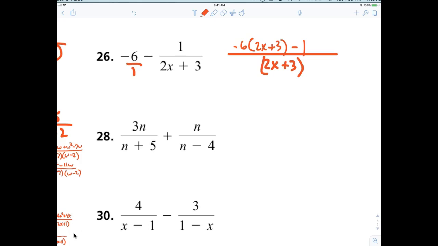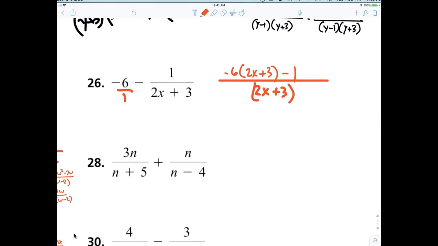All right? So now let's distribute the -6. When I distribute the -6, we get -12x minus 18 minus 1. Does everybody see that? And so your final answer is -12x minus 19 over 2x plus 3. Now, can I cancel the 2 and the 12? Yes. No. Of course not. Things bound by addition and subtraction cannot be reduced. Isn't that right, Mr. Kemp? Yes.